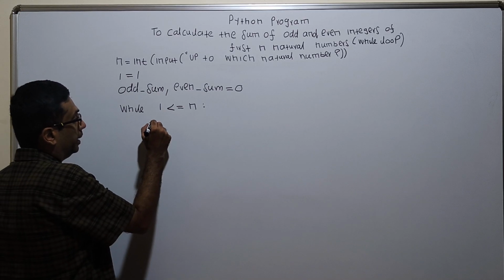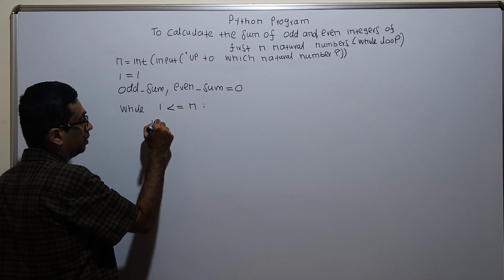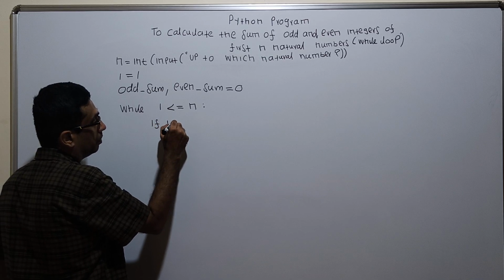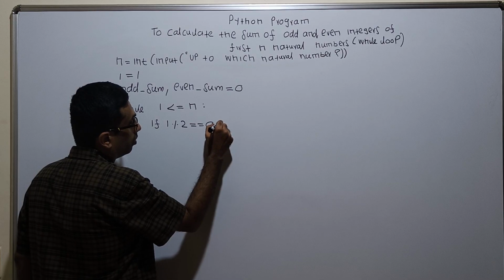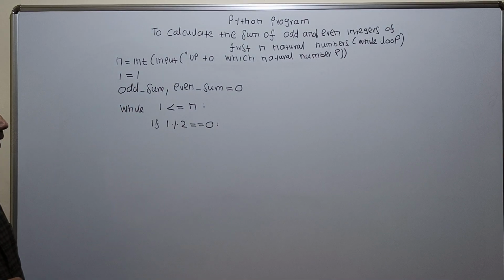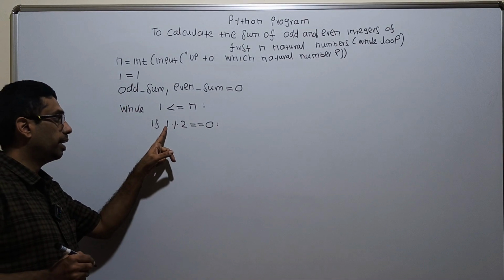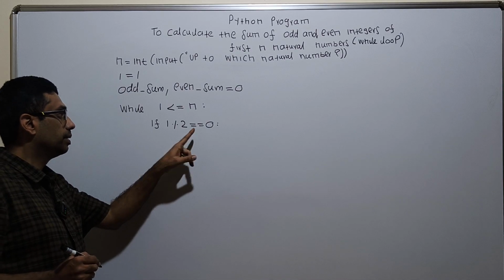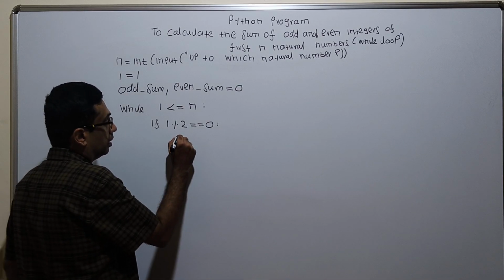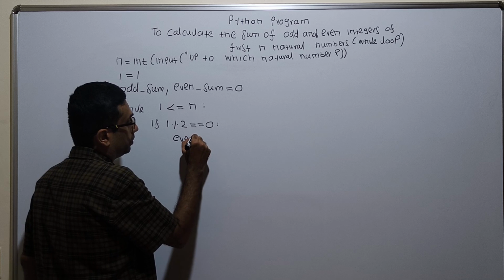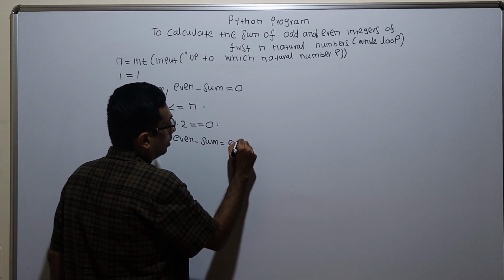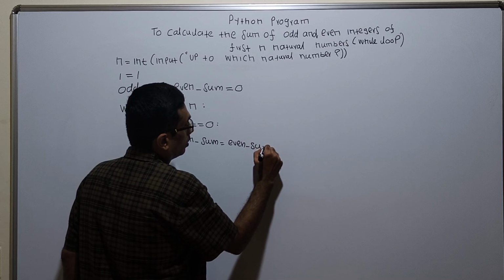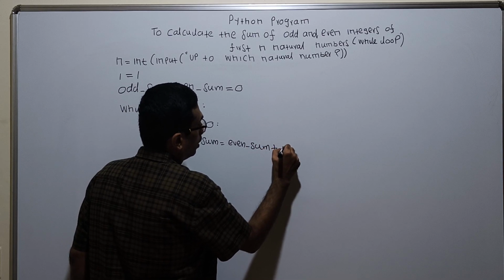Here I am writing if i modulo 2 double equal to 0 colon. Double equal to is a comparison operator. The modulo operator will divide i by 2 and return the remainder. If it is 0, I am adding it in the even sum: even_sum equal to even_sum plus i.